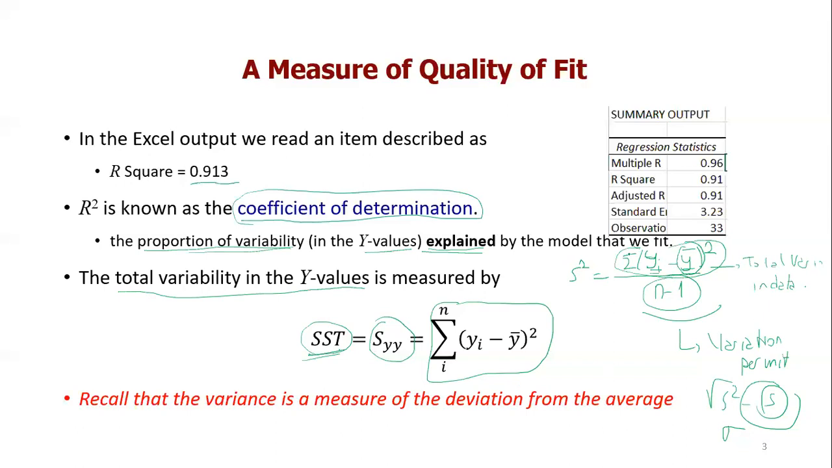And how do we find it? This is the formula, right? We just sum all of the deviations around the mean and divide it by the number of observations. So just look at here. This is the total deviation from 1 to n, yi minus y bar. So this is the deviation from the average. So this is the total deviation from the average.